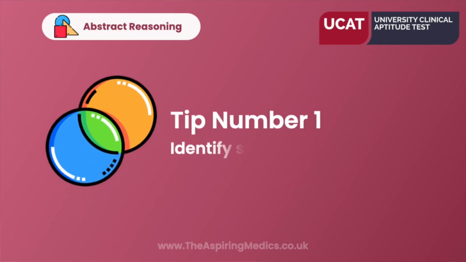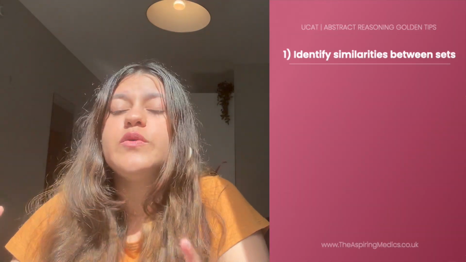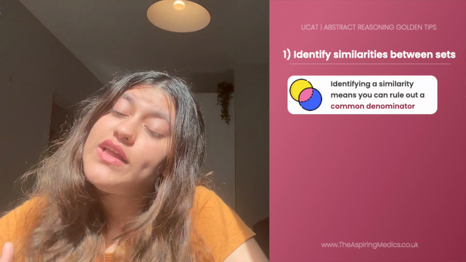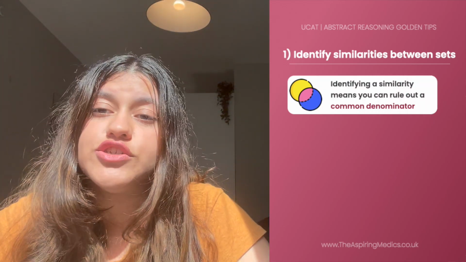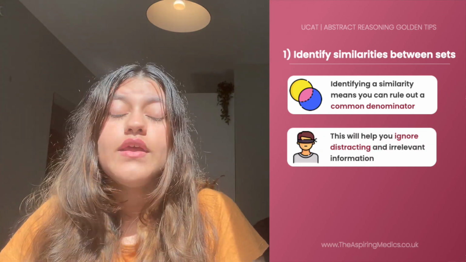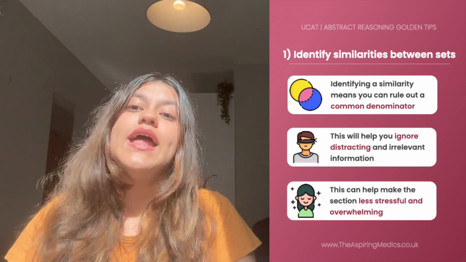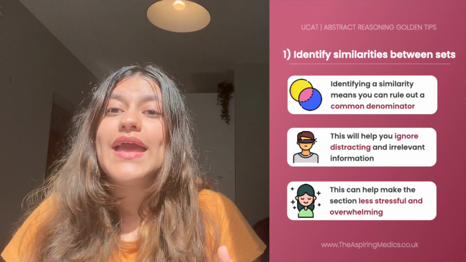of the UCAT exam. Our first tip is to identify similarities between the two sets. It might be hard to find the differences between the two sets at first because there's lots of distracting and irrelevant information which can get overwhelming. Identifying similarities means you can rule out a common denominator and look at the next property of these shapes and try to identify a difference. Abstract reasoning is quite an overwhelming section and identifying similarities first may help ease that a bit.